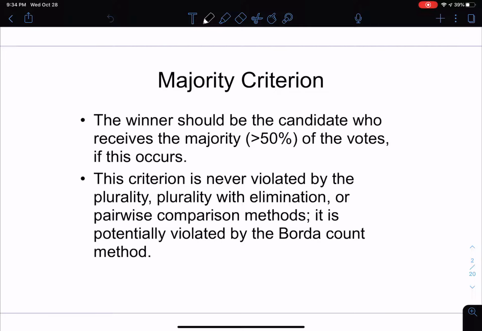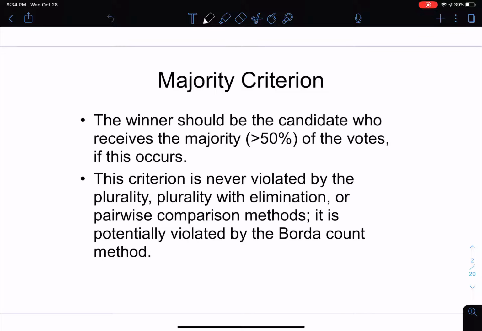According to the majority criterion, it makes the most sense that if somebody receives the majority of votes, they should be the winner. No matter what voting method you apply, this criterion is saying if somebody had a majority of votes, they should win through the other methods as well. But this doesn't always happen.